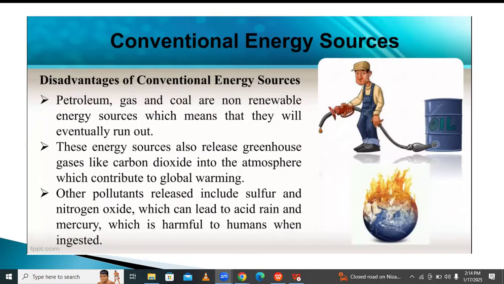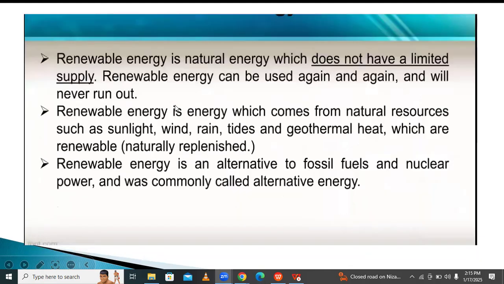Next, these energy sources also release greenhouse gases. By burning coal, we can generate electricity, but coal thermal power plants release carbon dioxide into the atmosphere, which causes global warming. That is another disadvantage of conventional energy sources. Other pollutants are released, including sulfur and nitrogen oxides. This is another problem. So these are some disadvantages of non-renewable sources, along with their limited supply.